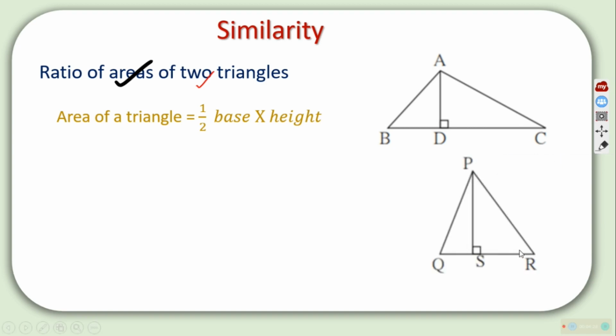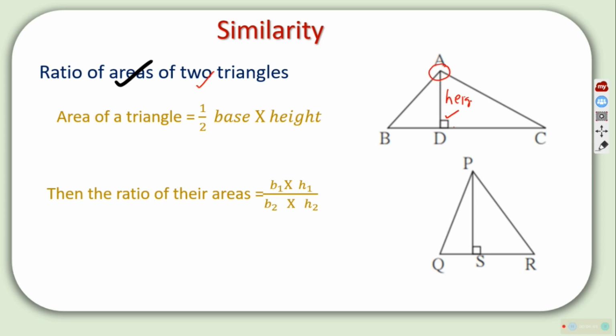Here, one triangle is ABC, other one is PQR. And another peculiarity is that the height is shown here. How do I know that it is height? A perpendicular drawn from one side to the opposite vertex is the height of the triangle. Right? Now here, this is the height of this triangle, and this is the base of the triangle. Okay, so we have this with us.